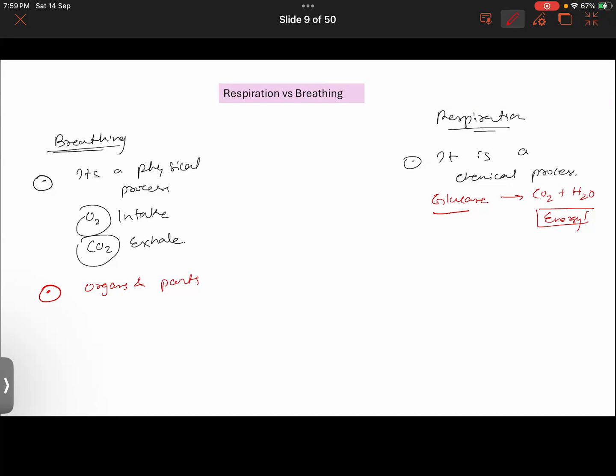Which organs and parts of the body participate in breathing? Yes, Razan. In breathing, which organs and parts of the body will be participating? Lungs. Lungs, heart.